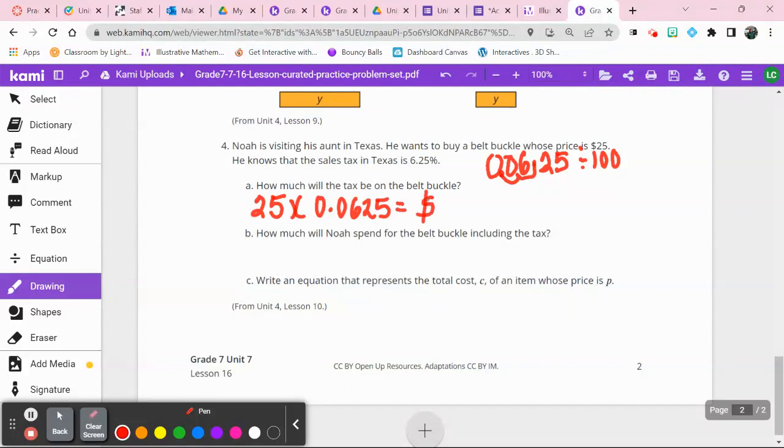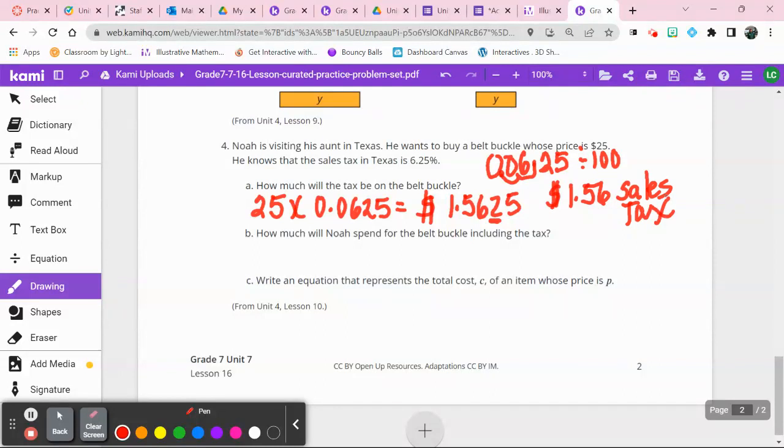You take the price of 25 times just the sales tax, and that will give you only the sales tax for that belt buckle. 25 times 0.0625. You're going to get 1.5625. You've got to round it to 2 decimals for money. There's a 2 behind it. 4 or less, let it rest. $1.56 sales tax.